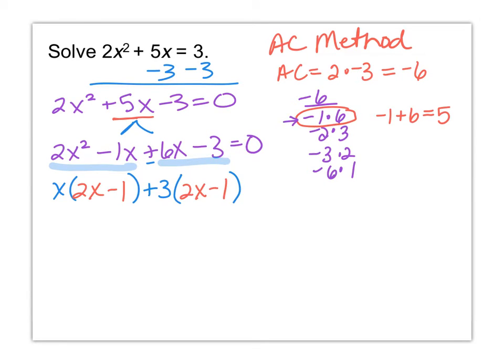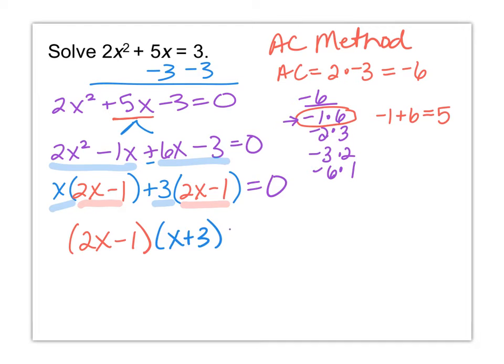Now we notice that the two larger groups have that common factor of 2x minus 1. So that is one of the factors of the polynomial. The other factor is what's in front of those common factors, and that is x plus 3. So x plus 3 is our other factor.